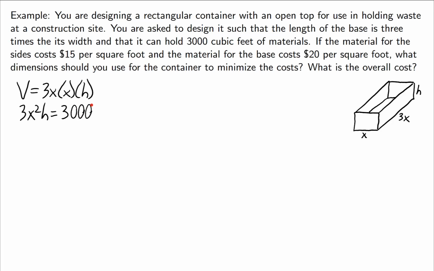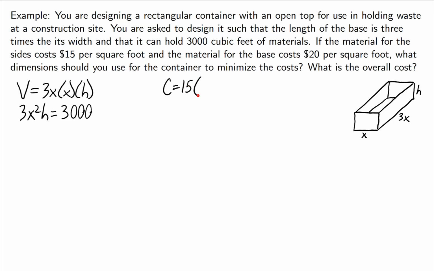Now we're also told the material for the sides costs $15 per square foot, and the material for the base costs $20 per square foot. We're going to need to get some sort of surface area calculation that's going to give us our costs. Let's write down $15 is going to be for all the area of the sides. Let's do it this way.